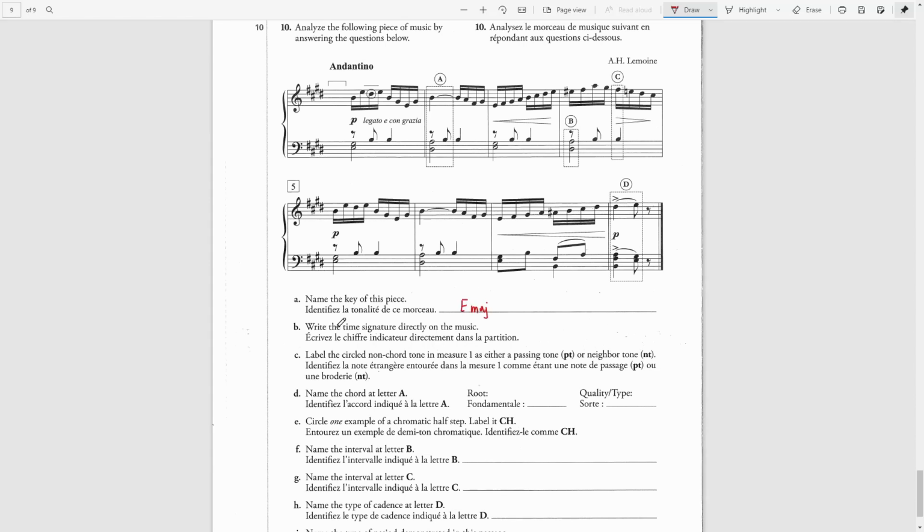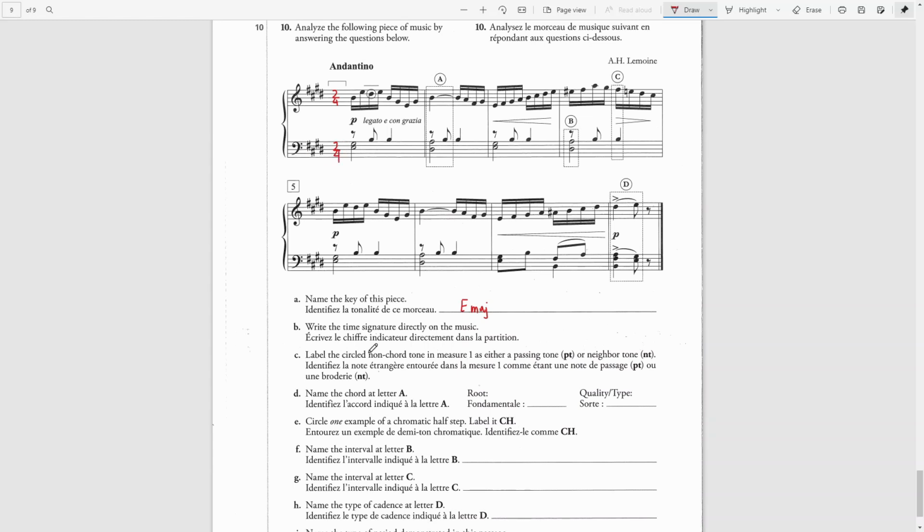Write the time signature directly on the music. You can see two groups of 4/16. Each one of them equals a quarter note. In the next bar we have a quarter note and again a value of quarter note here. The time signature here is 2/4. Don't forget to put the time signature in the bass clef. This is one of the most common mistakes that students make.